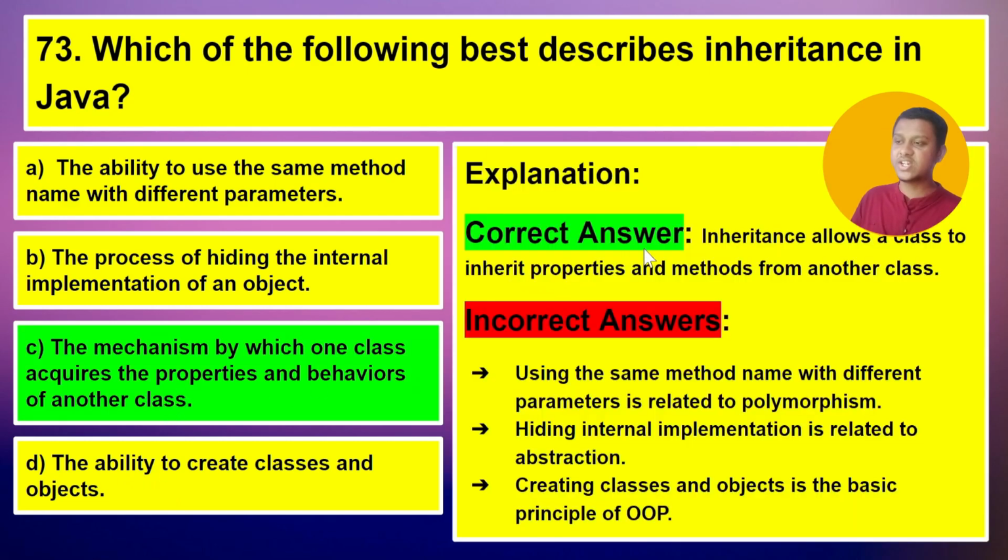As you can see in the explanation, inheritance allows a class to inherit properties and methods from another class. All other options are incorrect because using the same method name with different parameters is related to polymorphism. Hiding internal implementation is related to abstraction, and creating classes and objects is the basic principle of OOPs.